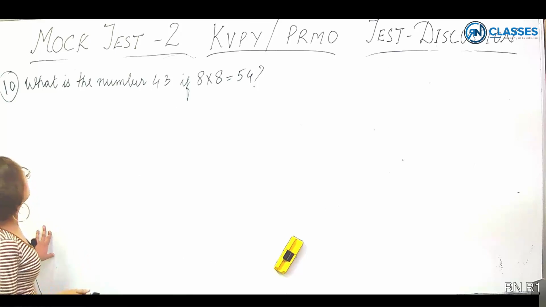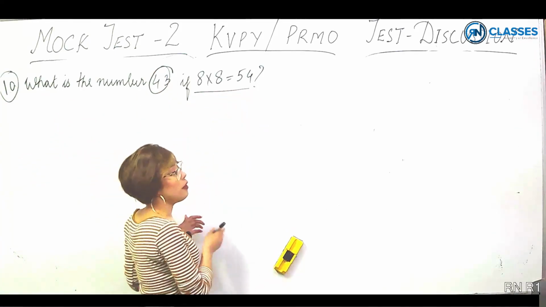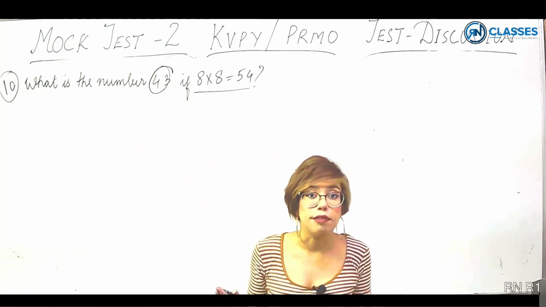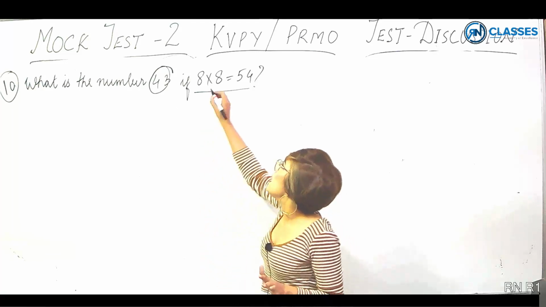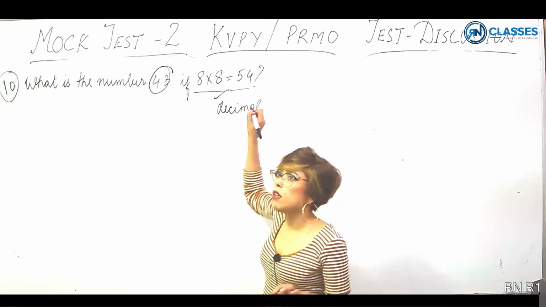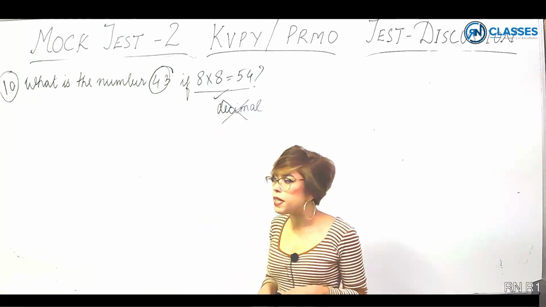Alright, so the next one. He says, what is the number 43 if 8 into 8 is 54? Now, in the usual system, 8 into 8 is definitely not 54. Right? That means the base involved here is not decimal base, or we can say base 10.